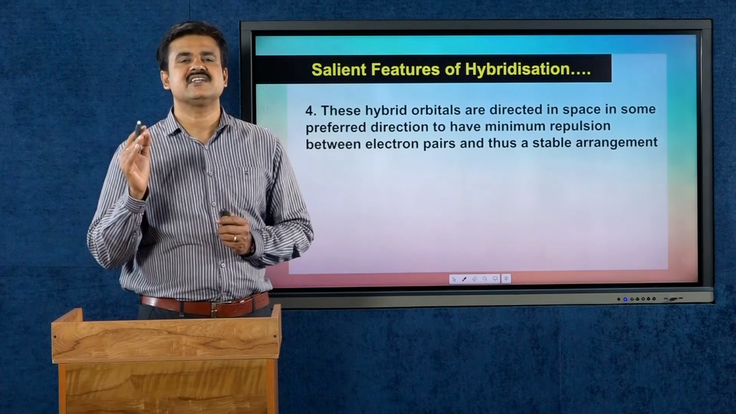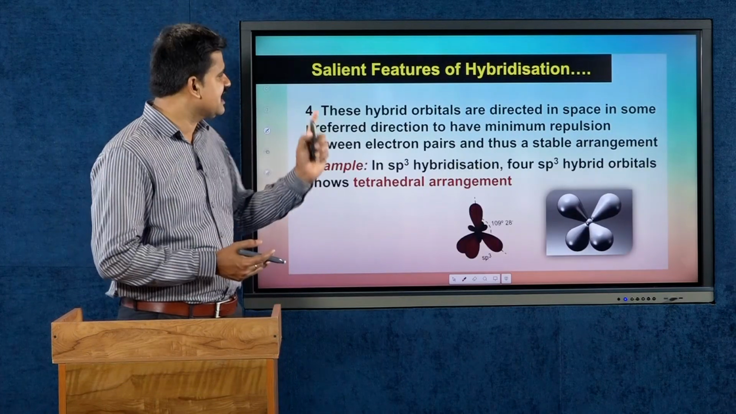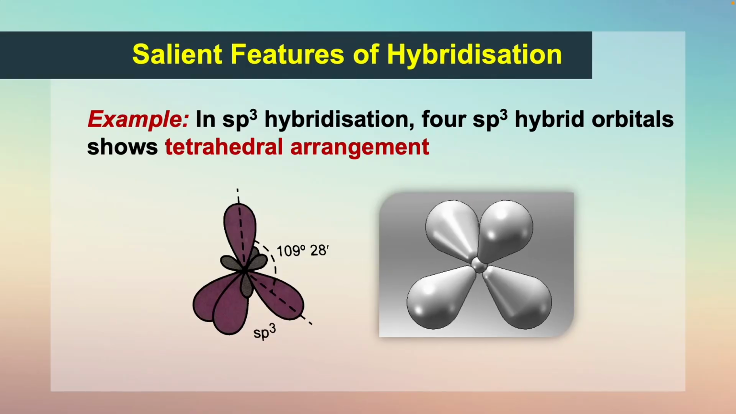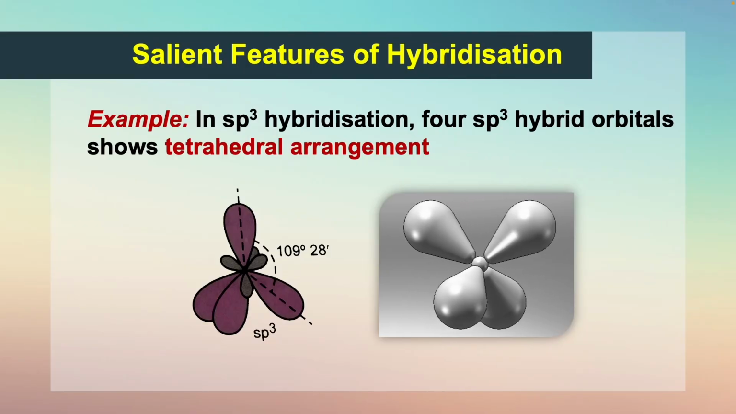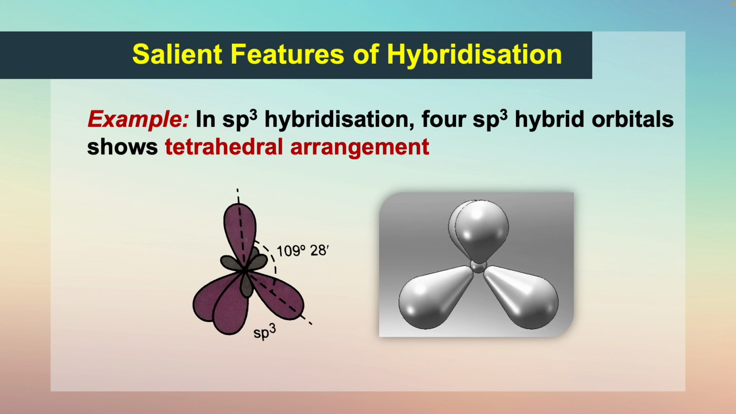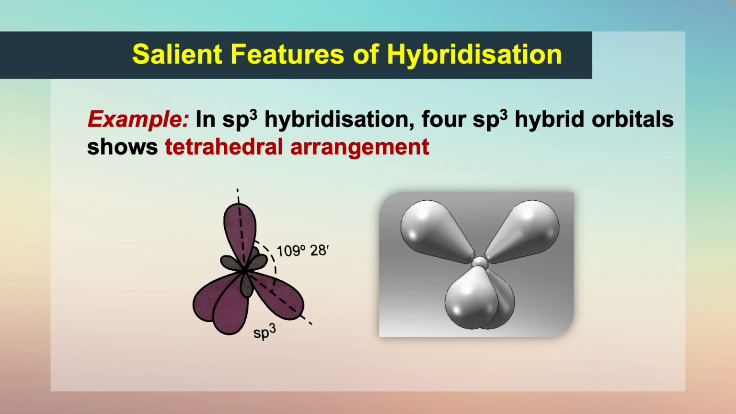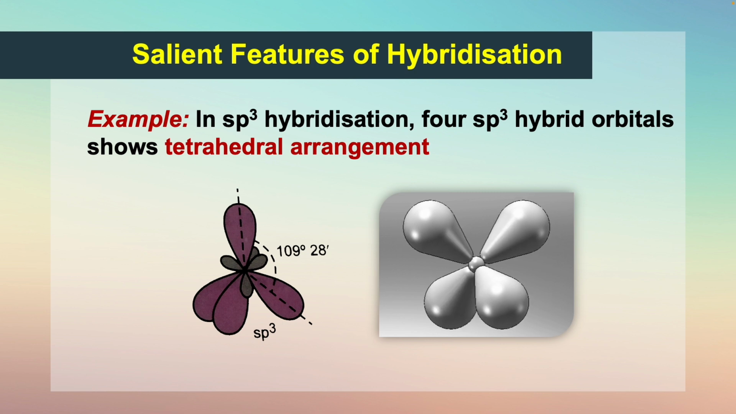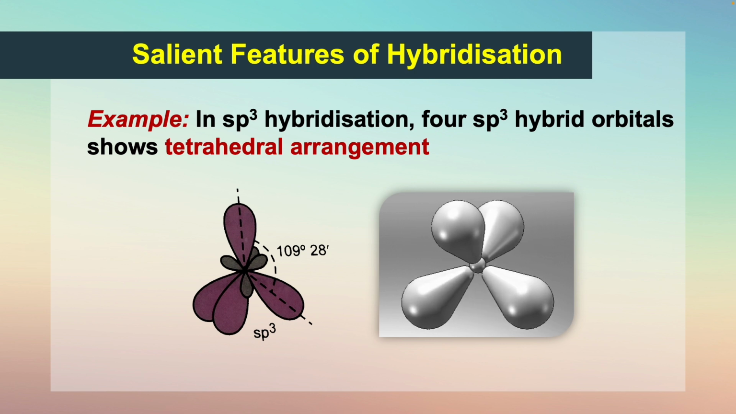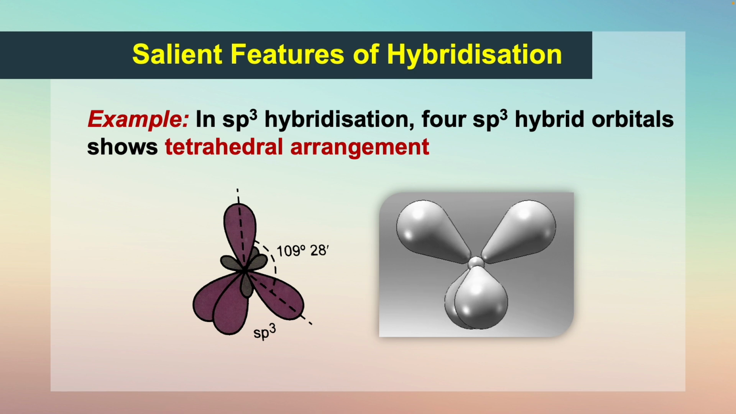So, the resultant geometry will be a more stable geometry. For example, in sp3 hybridization, the 4 sp3 hybrid orbitals show a tetrahedral arrangement. The tetrahedral arrangement is in such a way that there occurs a bond angle of 109.5 degree or 109 degree 28 minute between the hybrid orbitals. The arrangement of 4 hybrid orbitals in a tetrahedral fashion is illustrated here.